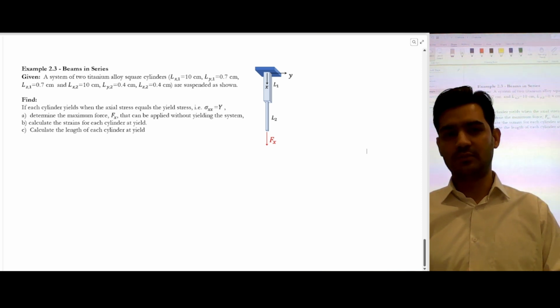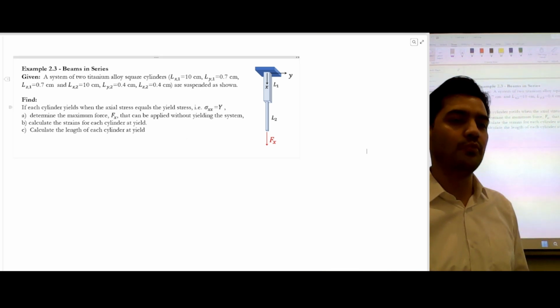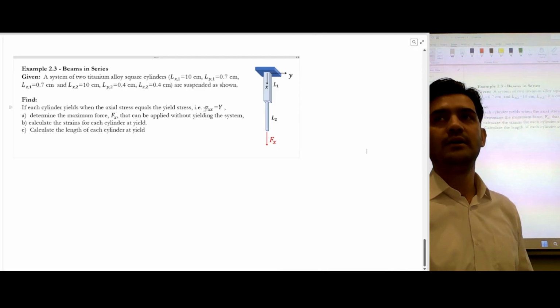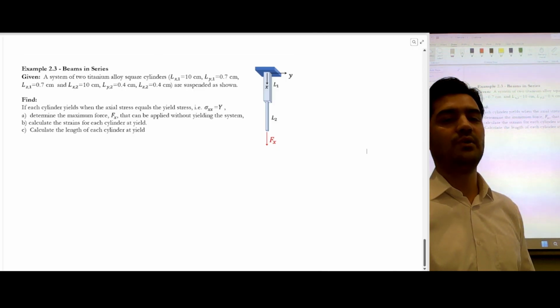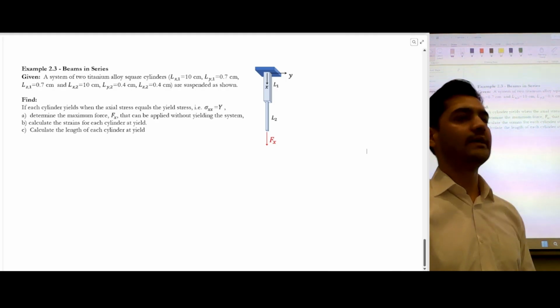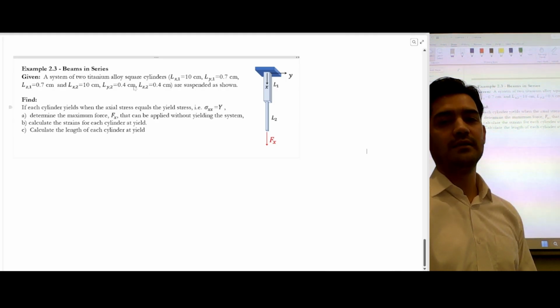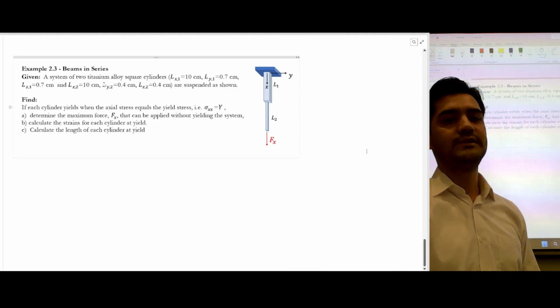Some examples. So maybe we'll do 3 examples, 2.3, 2.4, and 2.6. And from the next lecture, we'll start chapter 3. So you guys can read example 2.3. So what it says, and then we'll start solving this example.